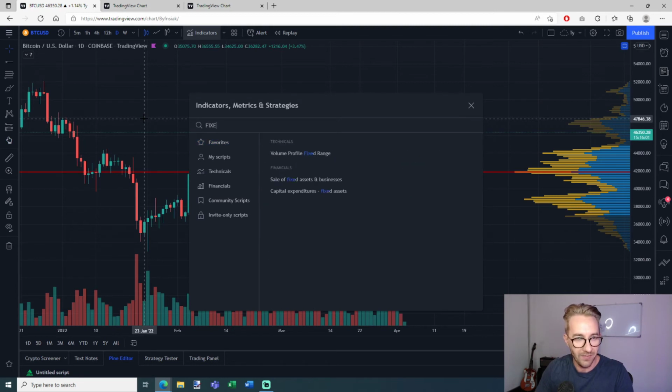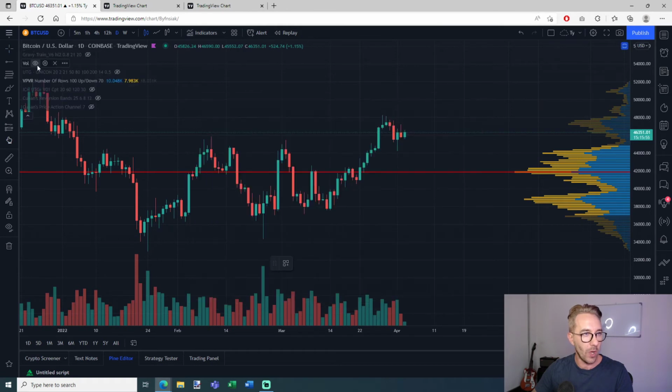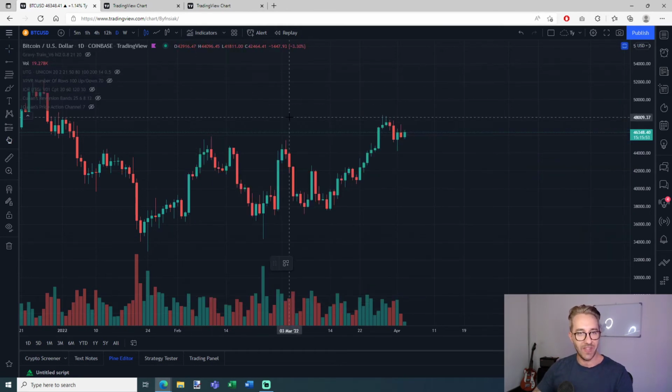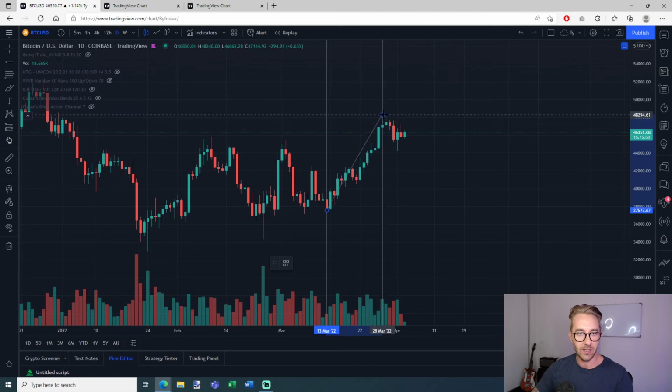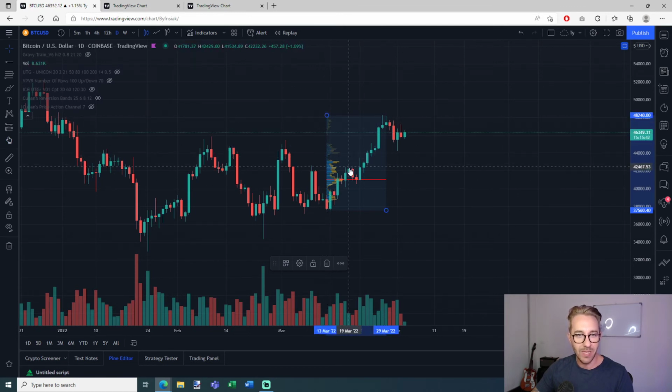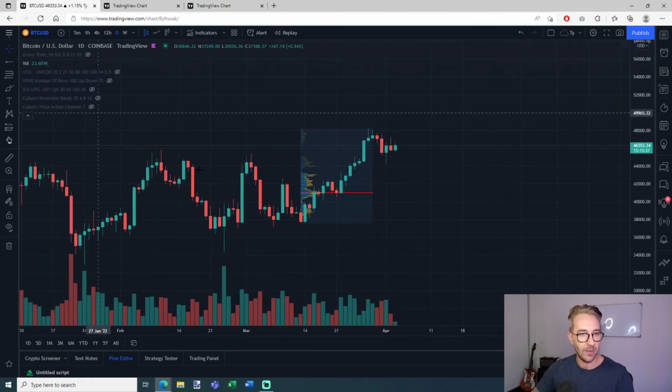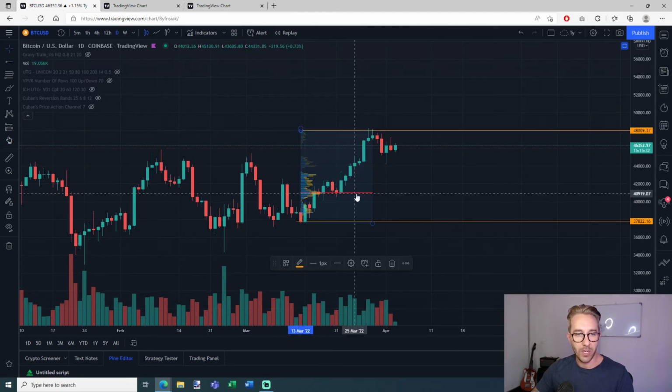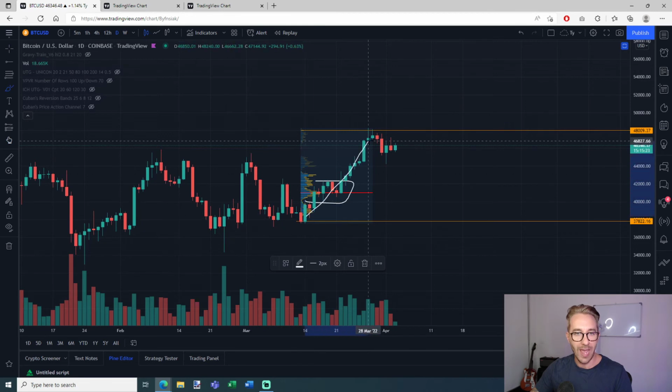One is called fixed range. So that's our volume profile fixed range. What does that mean? That means that we can fix a range from here to here. You pull and drag from there to there, and what that does is it gives you an isolated volume indicator, an isolated VPVR for this particular range. So we can see that between this level here and this level here sits our point of control, down here at around 41,000. That was our highest traded volume, where we did consolidate there before our move up.